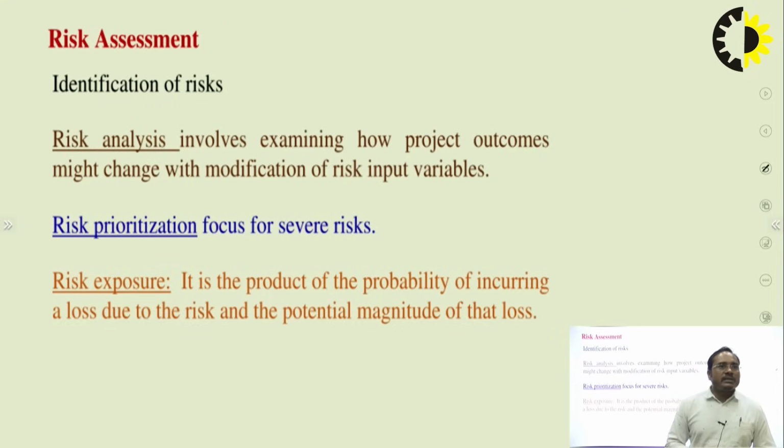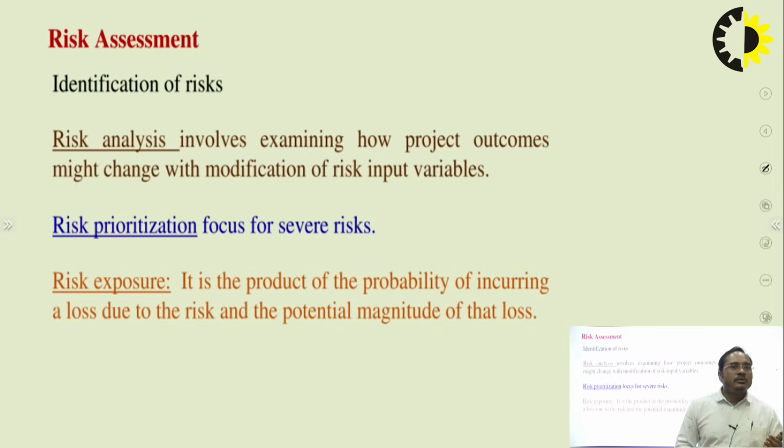Risk assessment is basically the identification of the risk. Risk analysis, which I have already discussed, involves examining how project outcomes might change with modification of risk input variables. So now you are going to get the actual result. How will you get the actual result? If your project is not modified or changed by other people, then it will work properly and you will get the actual result. But maybe somebody has modified your project, so definitely as per the given input you are not getting the output. So in risk analysis, you analyze the risk at different phases, different levels.